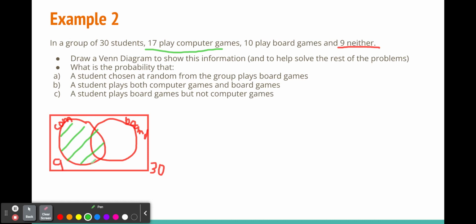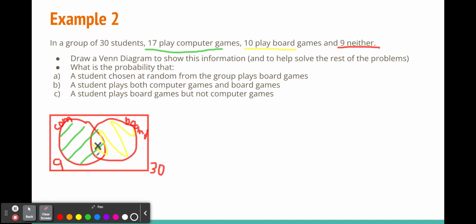So this big circle should be 17, while there's 10 who play board games. Now that means that's inside of this circle. Notice that this intersection is actually calculated twice when we look at the 17 and the 10. So we need to figure out first, what is this intersection? And then we'll figure out how many just play computer games, but not board games, and the other side. So I'm going to call this intersection X. I don't know what this is. So we're going to try and figure out what this is.